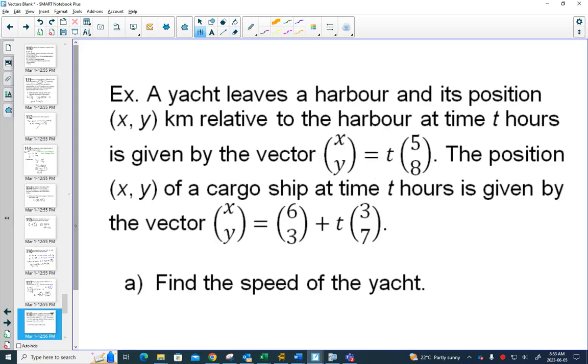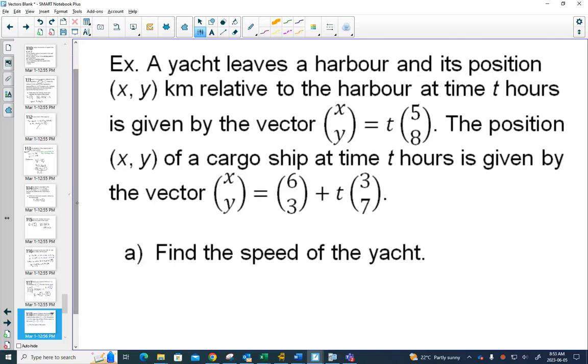The position vector of a cargo ship at time t hours is given by this vector, (6, 3) plus t (3, 7). Find the speed of the yacht. Okay, we're given kilometers and hours here. So the speed is the length of the direction vector, or the velocity vector, of the yacht.